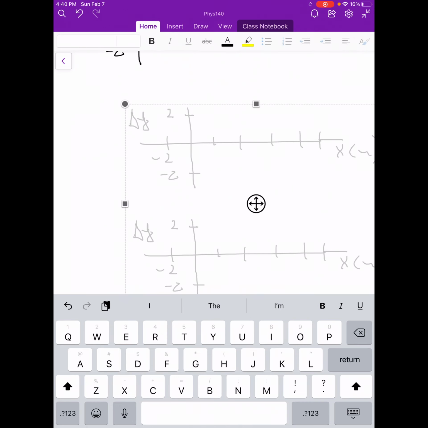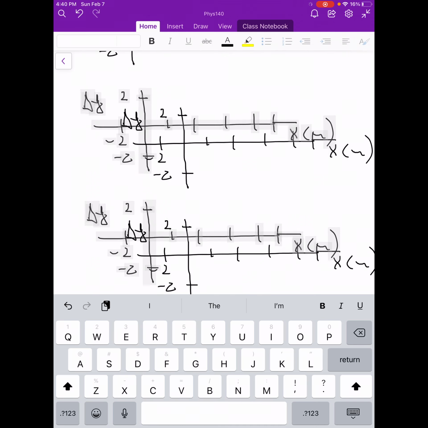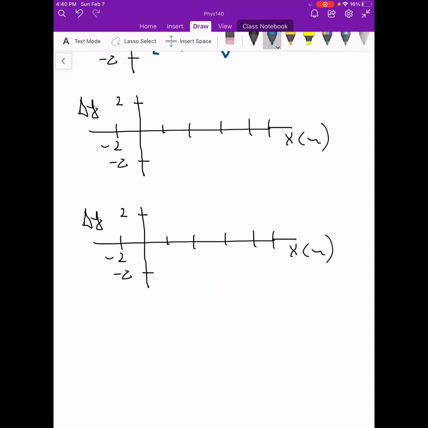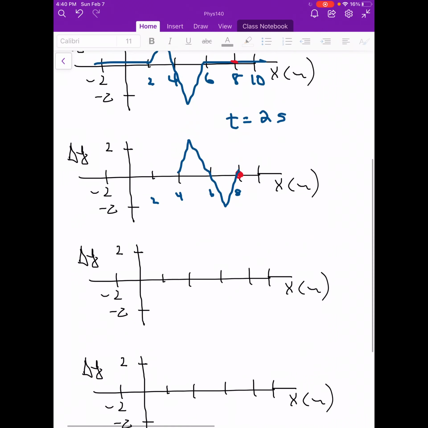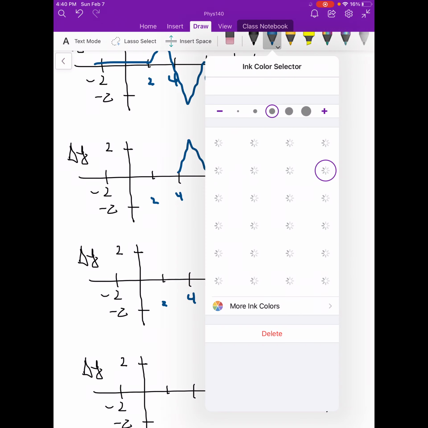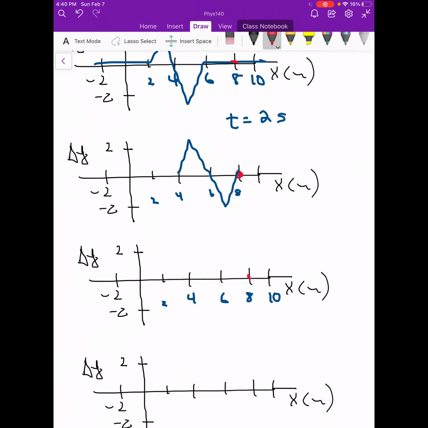Paste. Okay, let's line them up. Looks about right. I can go back to my drawing. Oh, I want to go down just a little bit. Here we go. Okay, so again, this is 2, 4, 6, 8, 10. All right, I'm going to mark my point at 8 is here. And this is 8 also. Go back to blue.